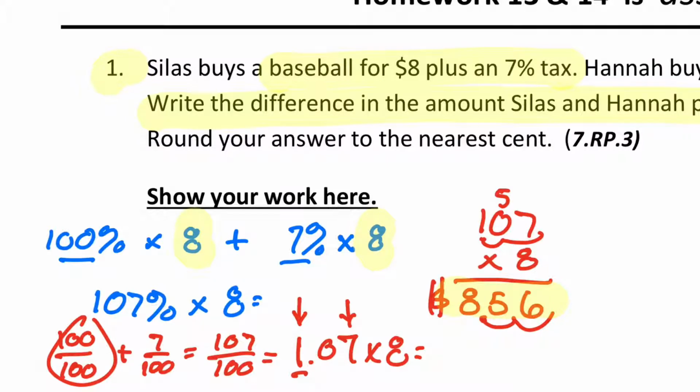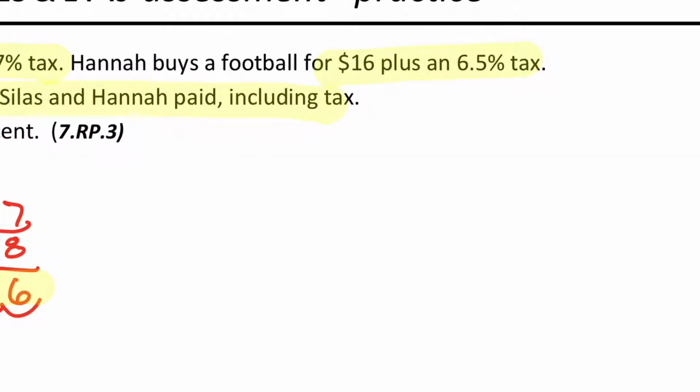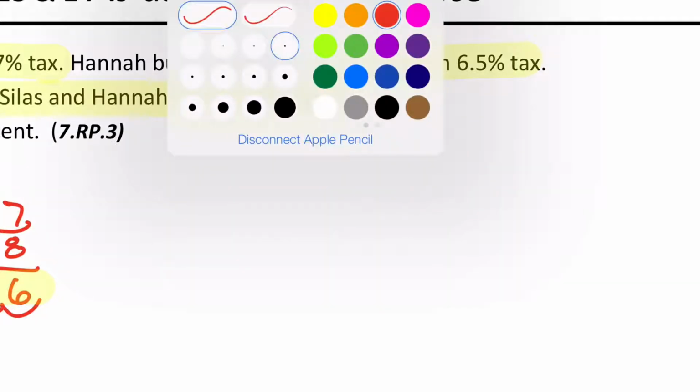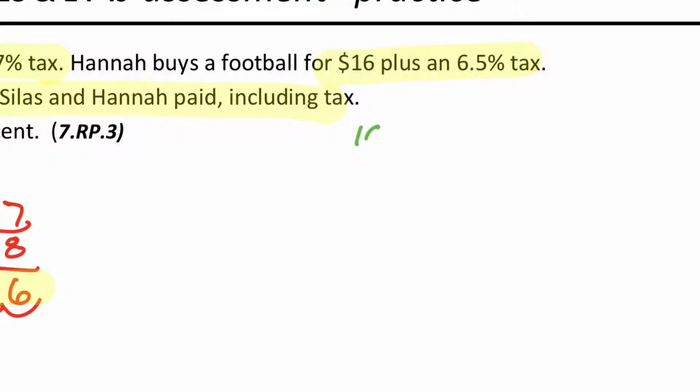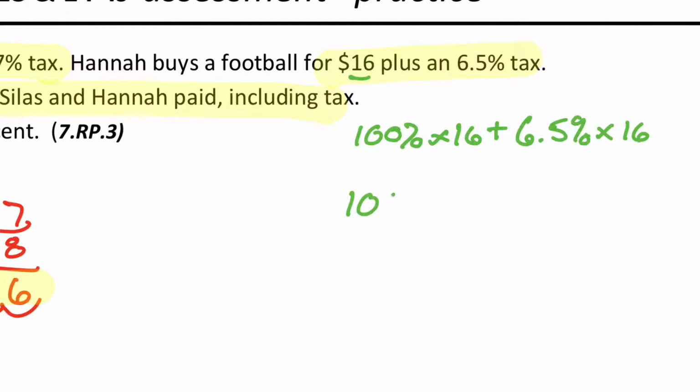Let's check out Hannah and how much she paid. Hannah paid 100% of the $16. Plus, she paid 6.5% of $16. So altogether, she paid 106.5% of $16. This one's a little trickier, but just keep in mind we're going to do the exact same thing we did before. 106% is going to look like this.